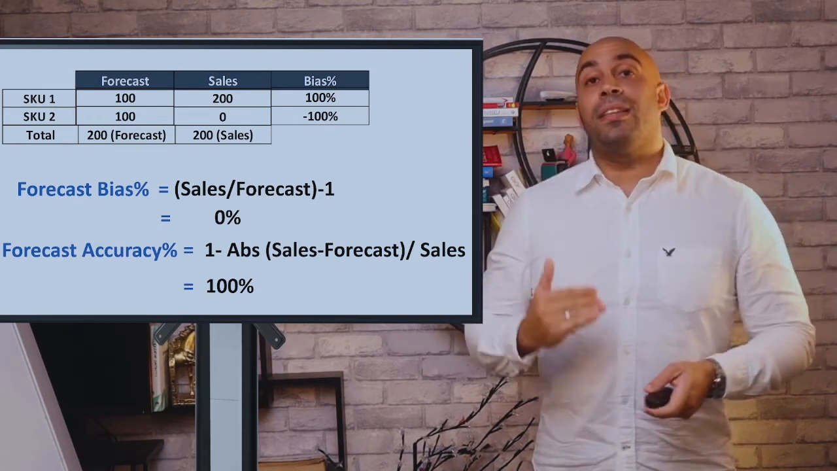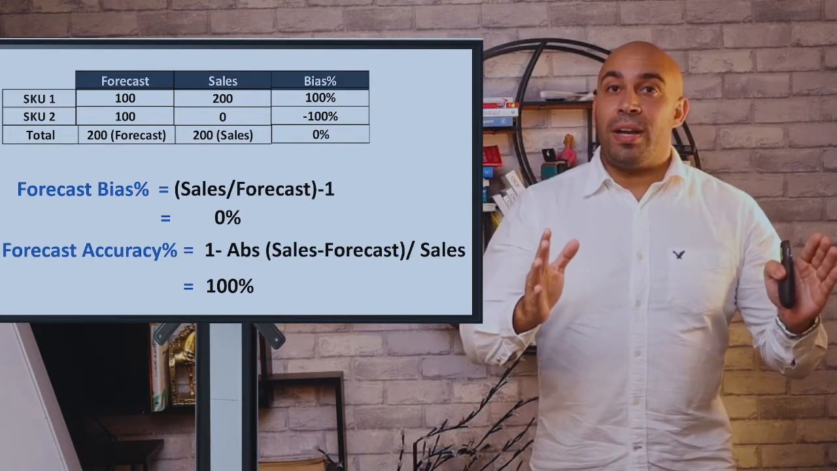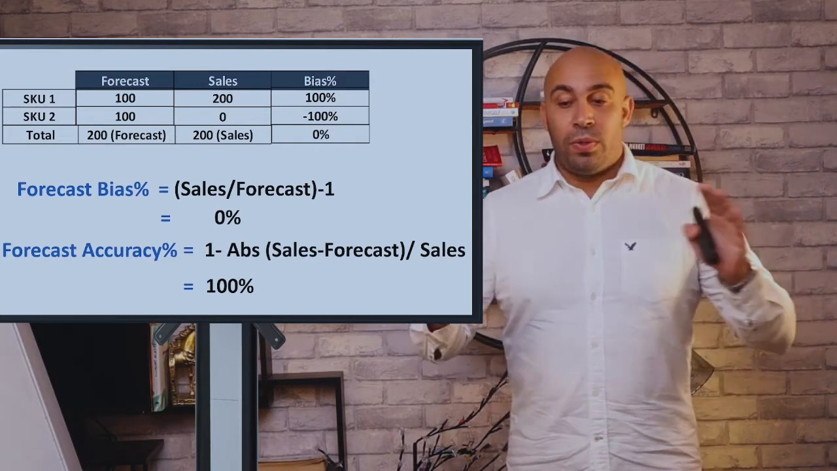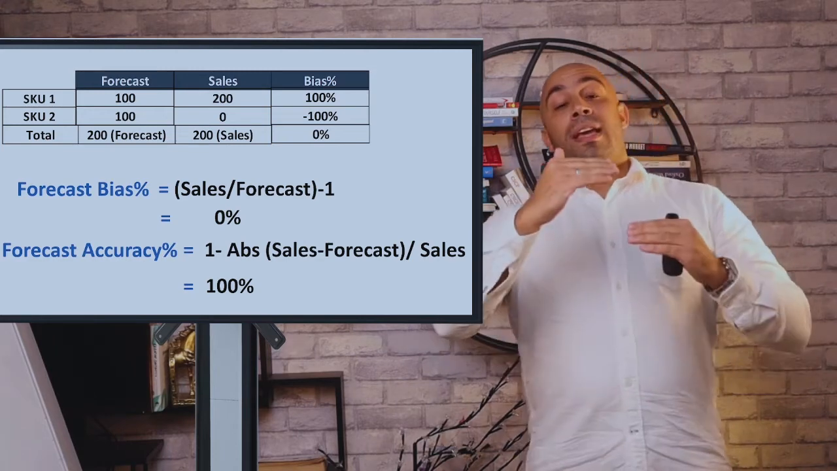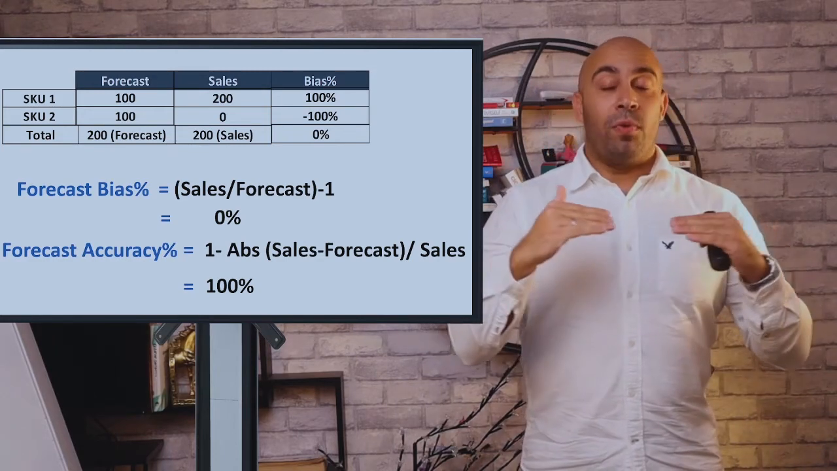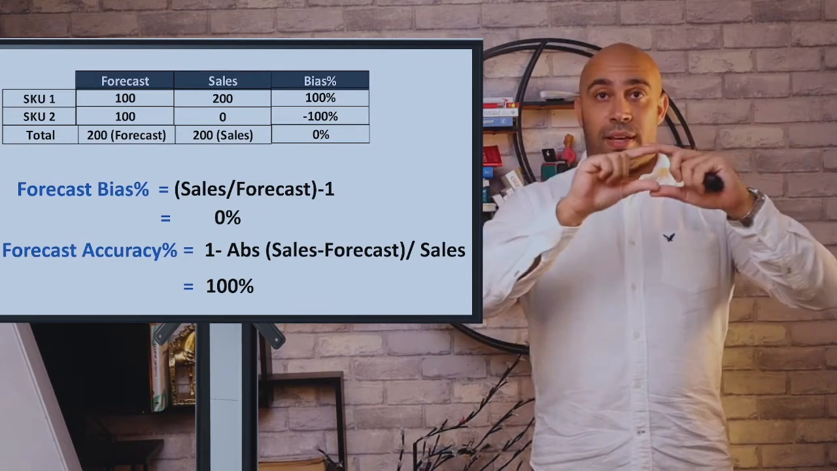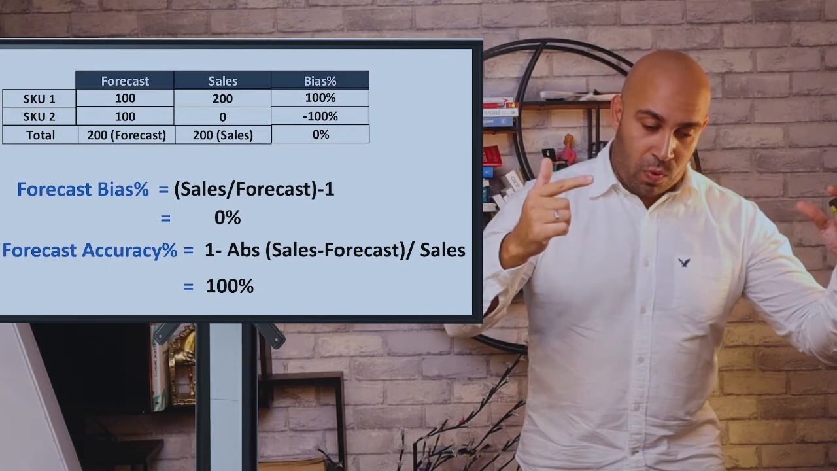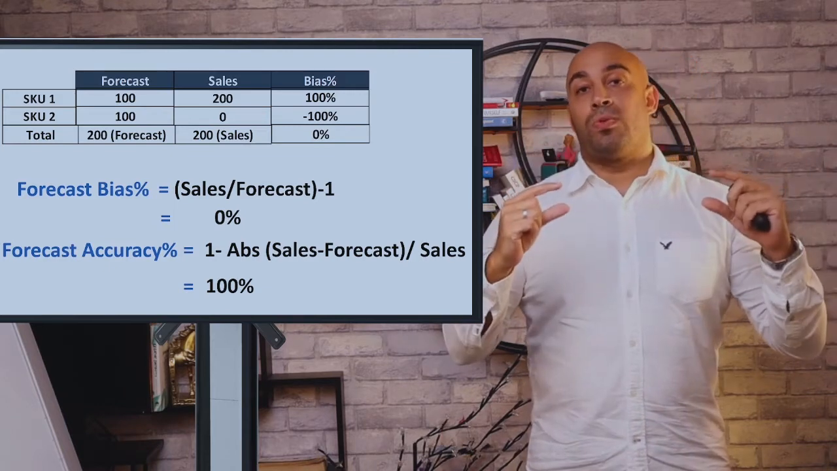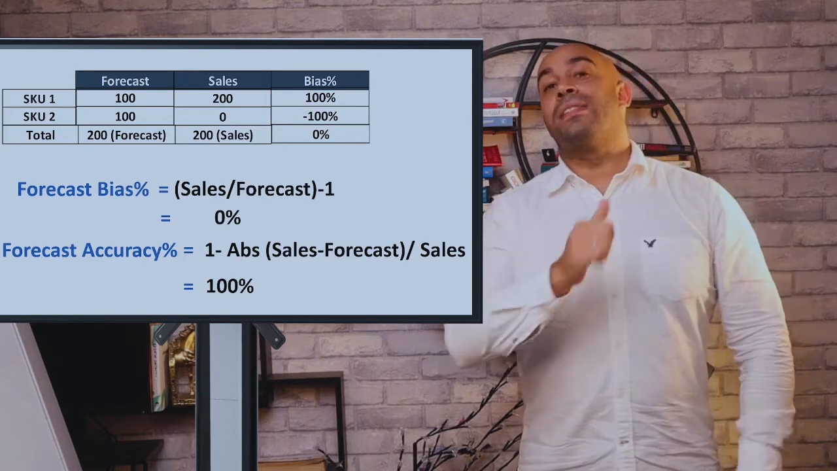So it's negative 100%. By offsetting both, my forecast bias will be 0% if we do the same calculation, because it's offsetting whatever positive with whatever negative. Then my forecast bias is 0%. So at a category level, I sold 200 and my forecast was 200, then my forecast bias is 0%. Now here is the challenge.